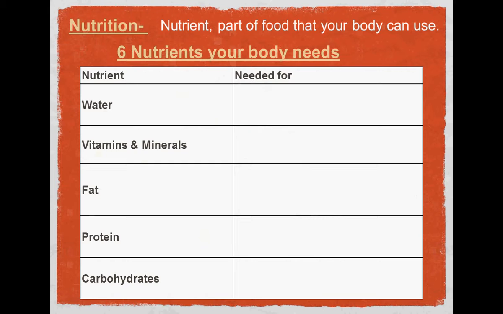I'm sure you probably had to memorize this for health. But they are water, vitamins, minerals, fats, proteins, and carbohydrates. So we'll talk a little bit about each of those and why we need them. Beginning with water. Water is crucial to living things. They must have water.